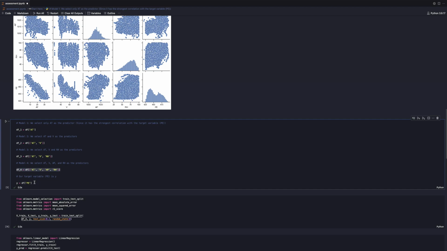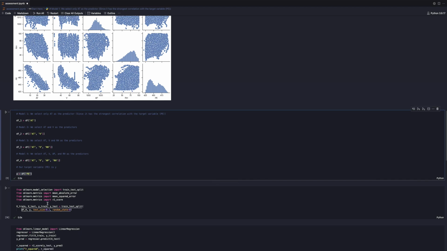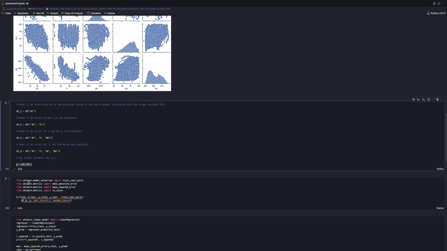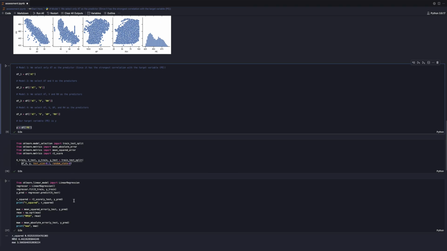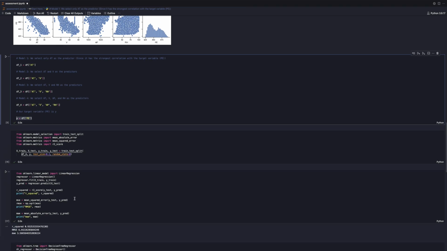So here I have defined the target variable as PE, and I'm importing all the sklearn libraries that I would need for this demo. And I'm using DF4 with an 80% training dataset and 20% test dataset split. So we have split the data here, and then running a linear regression model on this dataset, you can see that the R squared value was 0.93.